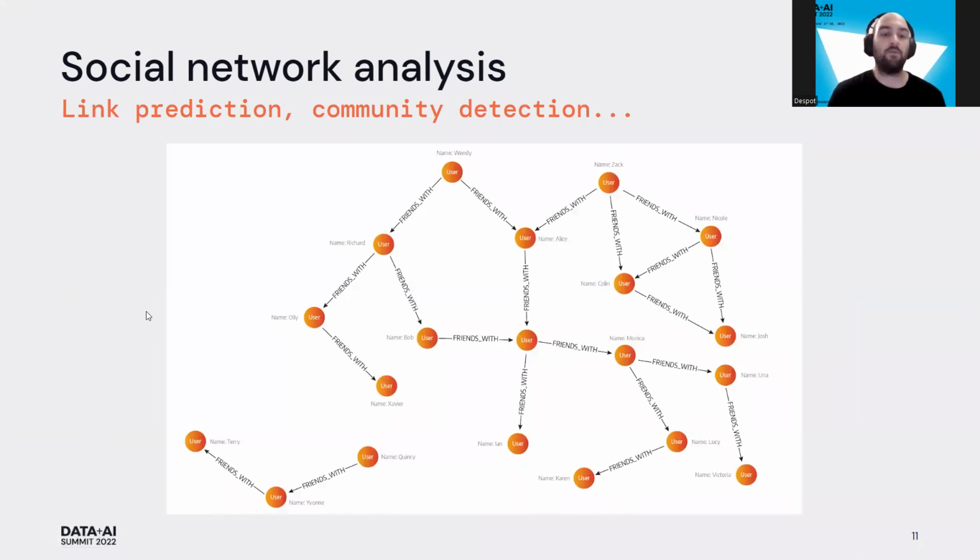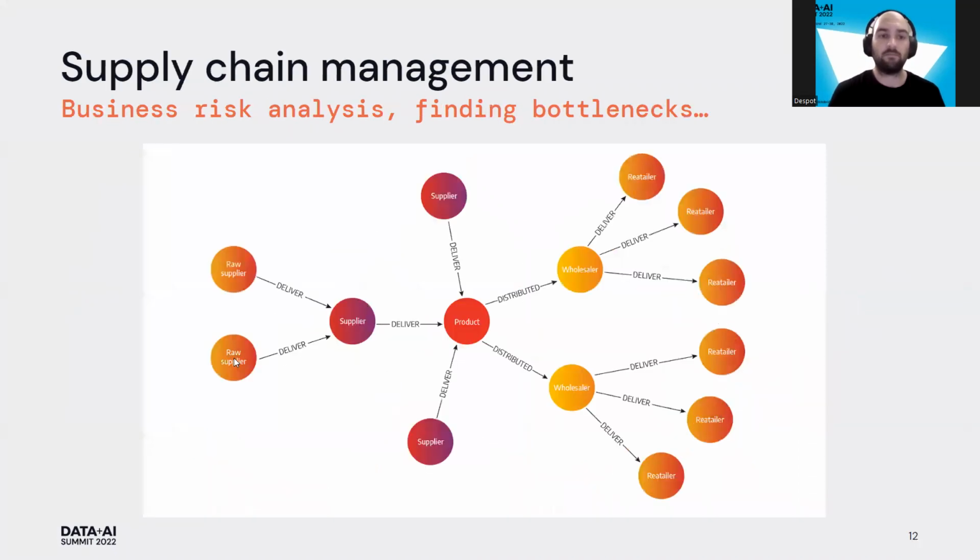Graphs are very often found in social network analysis. Here we can use graph algorithms for link prediction to find nodes that have the potential to have a relationship between them, and community detection that finds highly connected clusters of nodes.